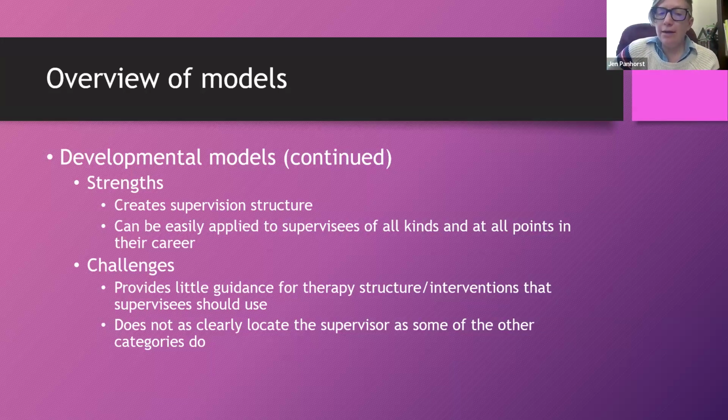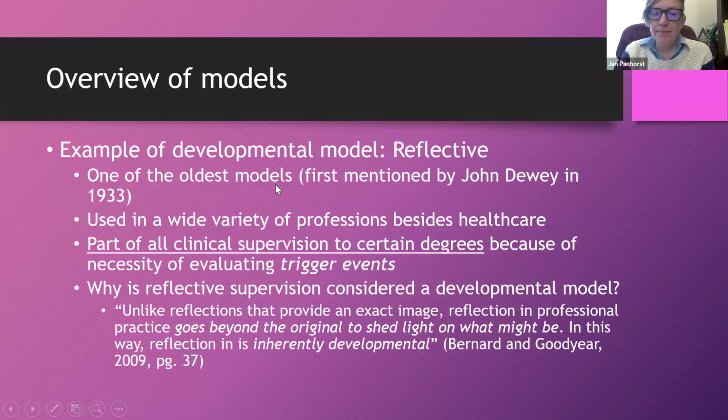A challenge is that the developmental models really don't give a lot of guidance about what therapy should look like for the supervisee, in terms of structure or interventions. So you might want to pair a developmental model with a psychotherapy model, for example. Also, some of these don't really clearly locate the supervisor. The developmental stages are really talking about the supervisee quite a bit, but don't necessarily place where the supervisor is in all of this, other than maybe the idea of the supervisor as an authority figure.